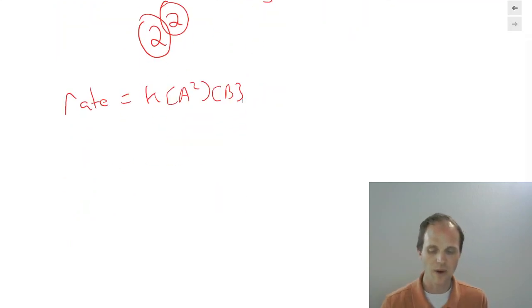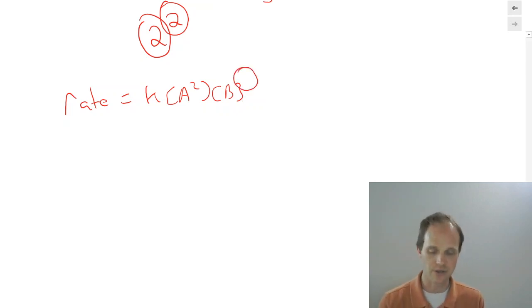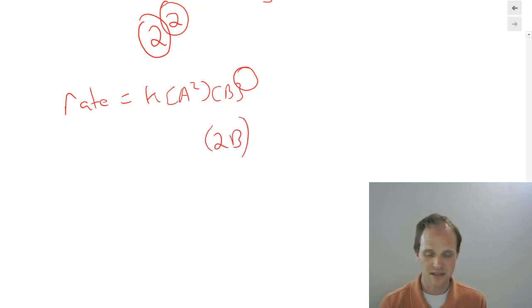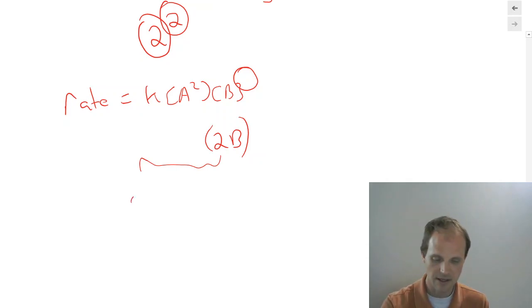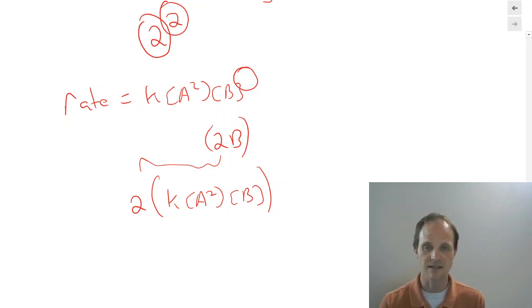I'm going to say, hey, what would happen to my rate if I double the concentration of B and hold A constant? You're like, I don't know. I don't have any numbers. Well, we can figure it out, right? Since B is first order, if I all of a sudden put 2B in there, that's just going to be in parentheses, and that 2 is just going to travel over here, and we're going to get 2 times k A squared B. So we get 2 times our original rate. And so when we double B, we get double the rate.